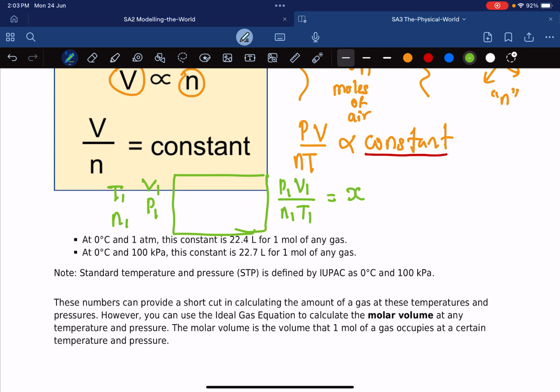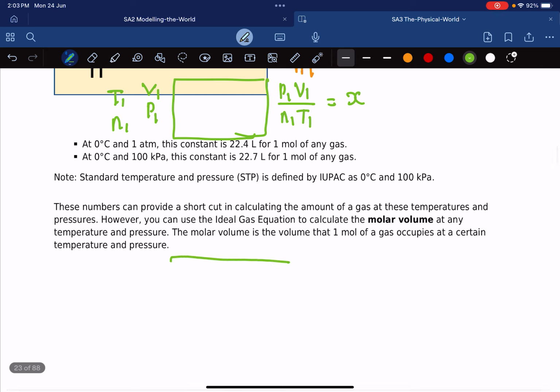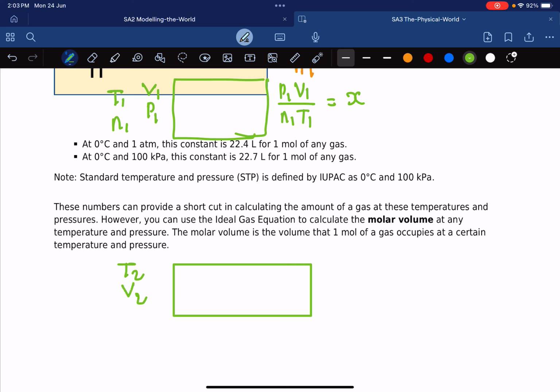And then let's say you have another room. The room is a little bit bigger. In this room, the temperature is T2, the volume is V2, the pressure is P2, and the number of particles is N2. If you decide to take the ratio of all of them, you will get, surprisingly, the value X as well. You get the same value.